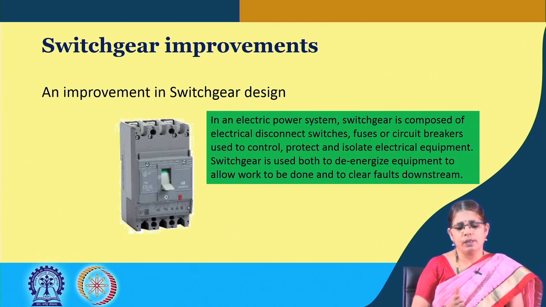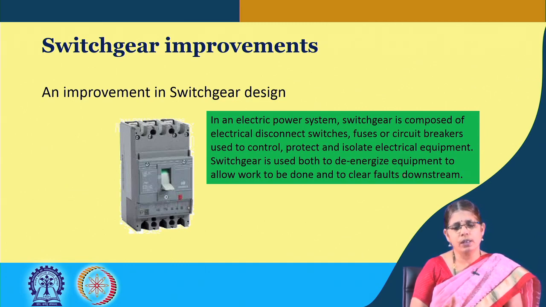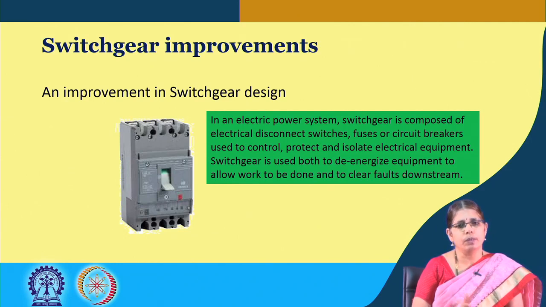So, typically in an electric power system, switchgear is composed of electrical disconnect switches, fuses or circuit breakers that are used to control, protect and isolate electrical equipment. Now, this is used both to de-energize equipment, so that work can be done, and it also helps in clearing faults downstream.